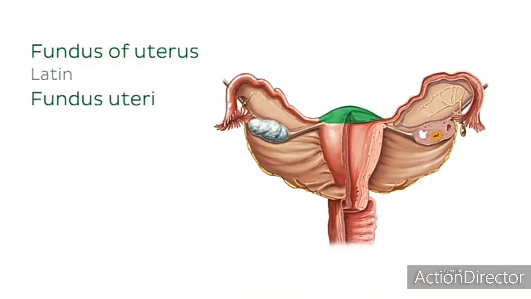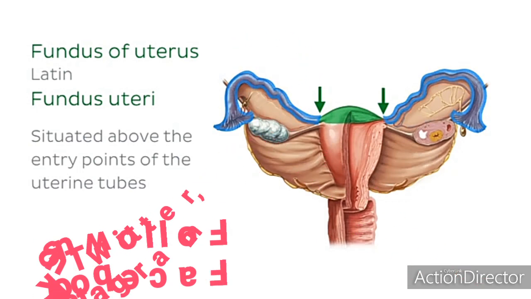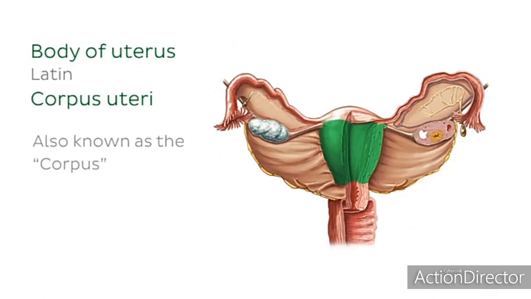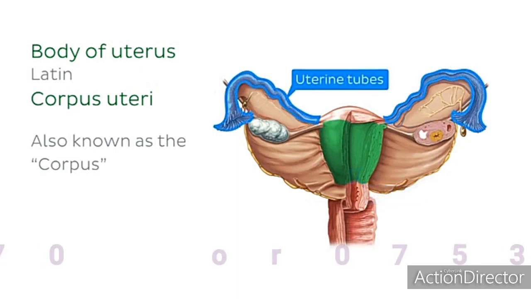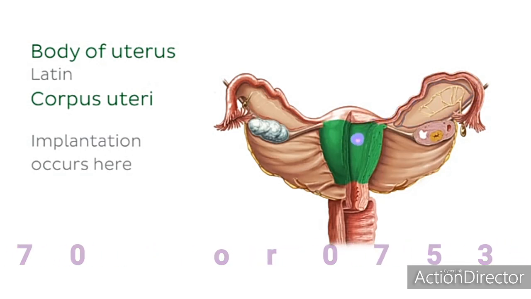As you can see here, the fundus is at the top of the uterus and is situated above the entry points of the uterine tubes. Moving inferiorly, we have the body of the uterus, which is also known as the corpus. As we can see in our illustration, the cavity of the body is shaped like an inverted triangle due to its connection to the isthmus and both uterine tubes. Implantation of the blastocyst normally occurs here.